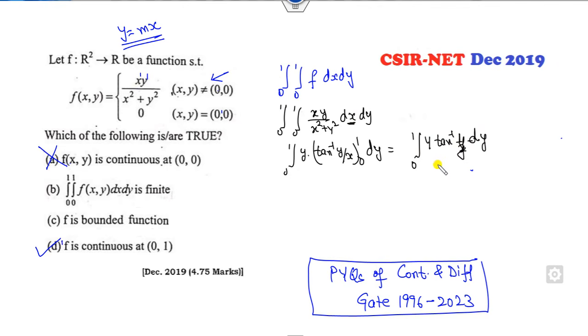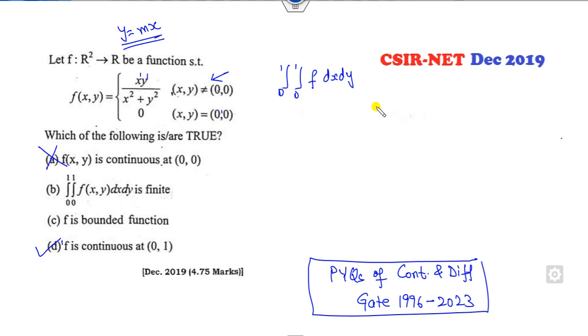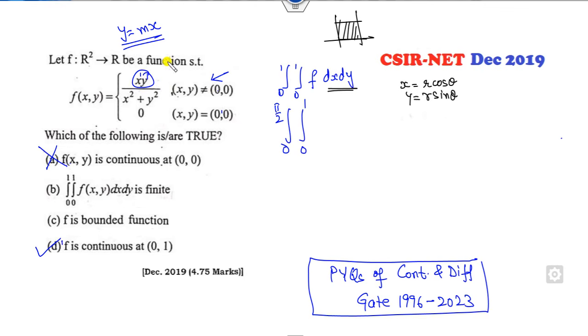Then again you have to use some by-parts rule, but I will tell you the simplest way. You can change into polar coordinates. x is r cos theta, y is r sin theta. So this value, x is 0, y is 0. So what is that domain? Radius is 0 to 1, angle is 0 to pi by 2. So this is r square cos theta sin theta over r square, so this cancels out. I can multiply by 2 and divide by 2. And dx dy is r dr d theta.